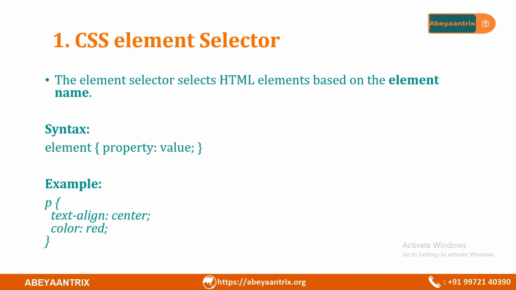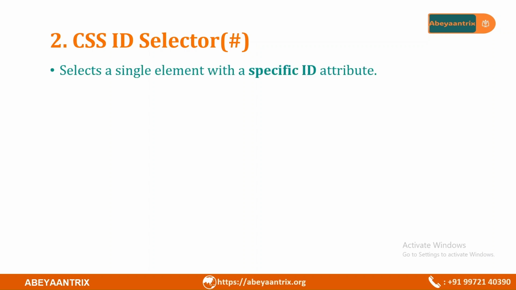Next we'll move on to the second one, the CSS ID selector. You should remember that whenever you are using an ID selector, you specify it with the hash symbol. I will explain how to use that. The ID selector uses the hash symbol and it targets a single, unique element with the specific ID attribute. So for a particular specific ID, you are styling a particular element.